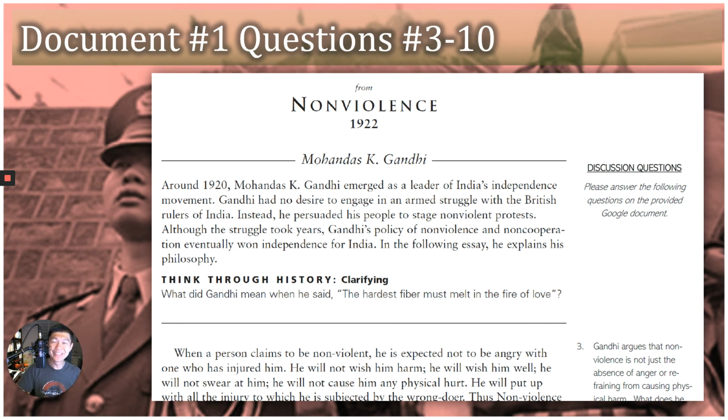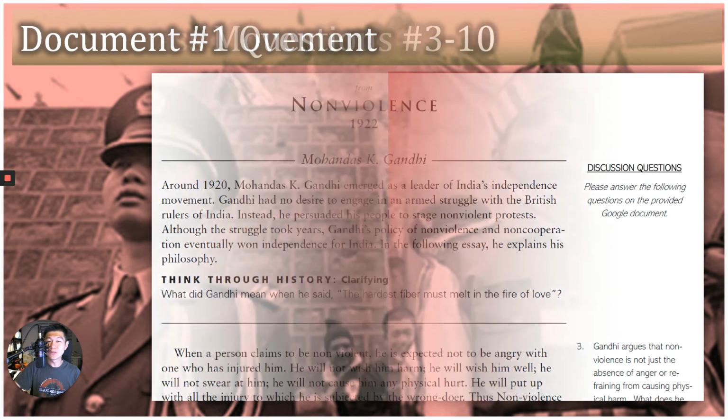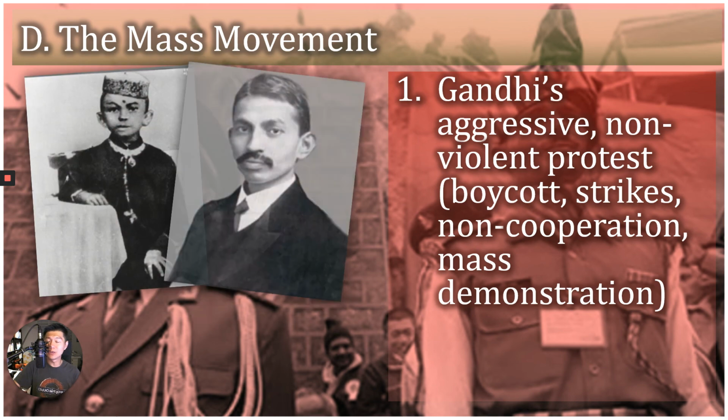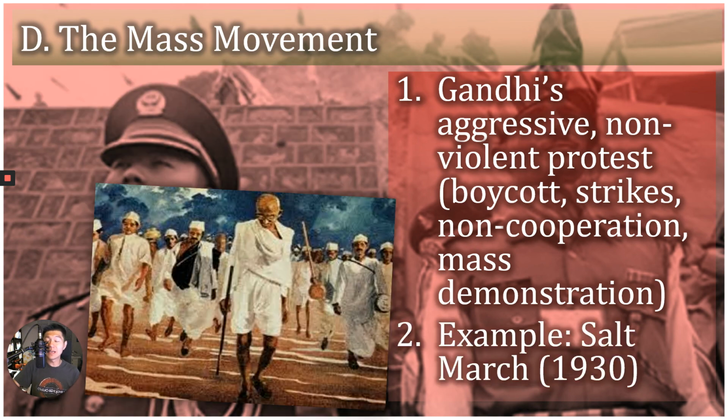All right. Hopefully, time has passed, and let's wrap up here. Gandhi, in 1922, had written this piece here. It's going to initiate in the 1930s. He's going to create very aggressive, non-violent protests, a series of boycott strikes and what we call non-cooperation mass movements. And a great example of this is the Salt March.